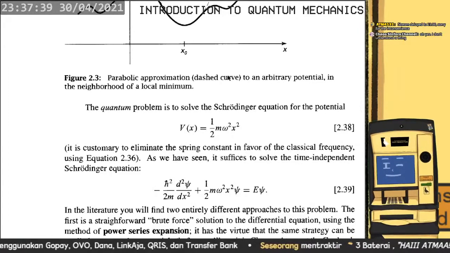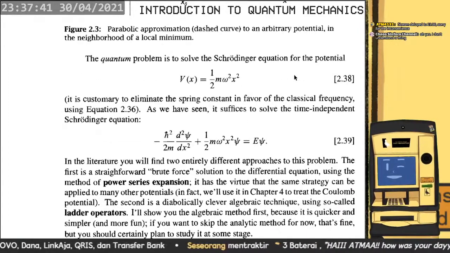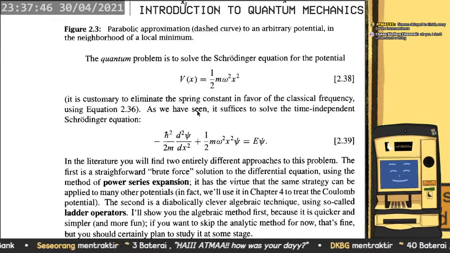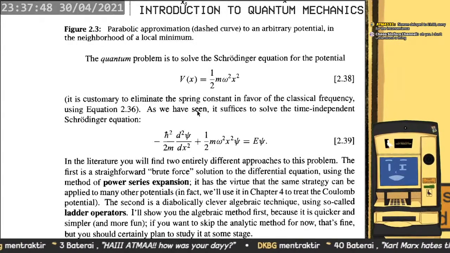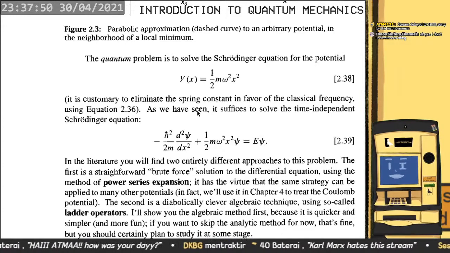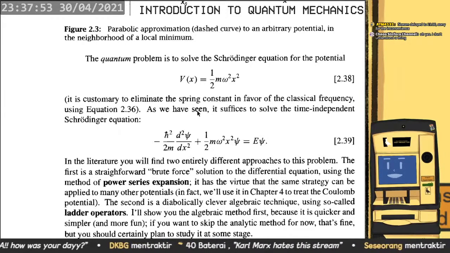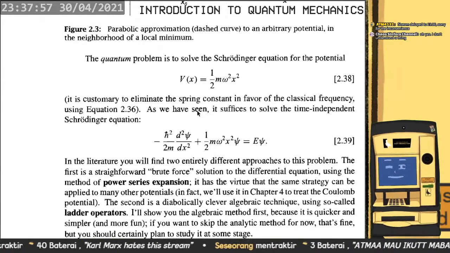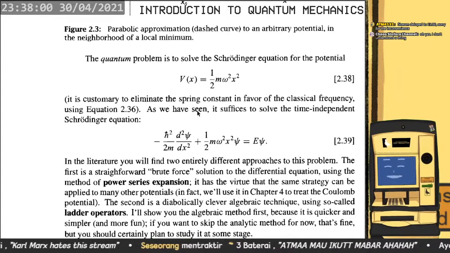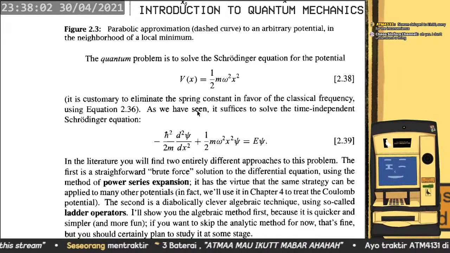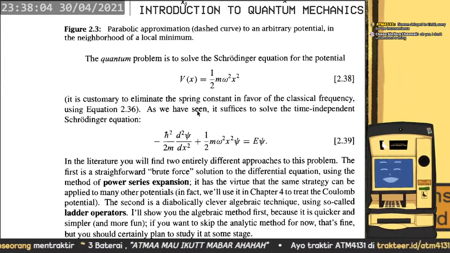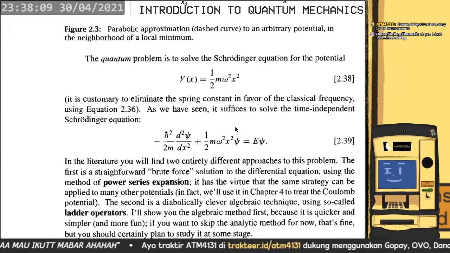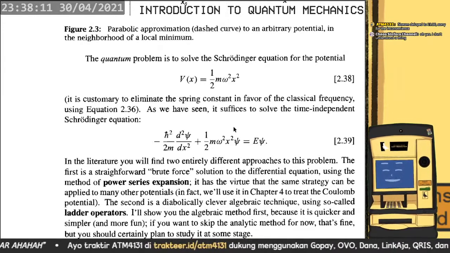Okay, the quantum problem though is to solve the Schrödinger equation for the potential, just like this. It is customary to eliminate the spring constant in favor of the classical frequency using equation 2.36. As we have seen, it suffices to solve the time-independent Schrödinger equation 2.39. In the literature, you will find two entirely different approaches to this problem.